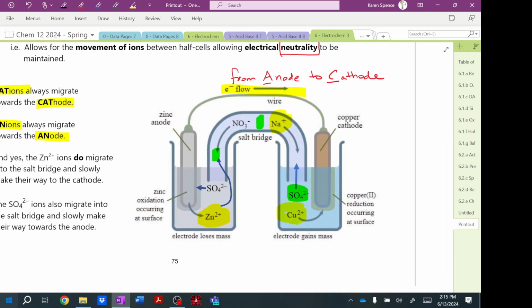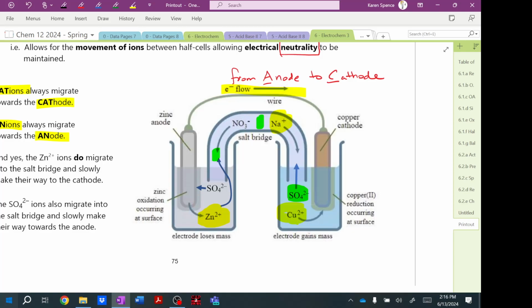And you know what the nice thing is? If you know any one of these things, you can figure out all the rest, right? If you know electrons flow from anode to cathode, you can ask, well, where did those electrons come from? They came from the anode, which means the anode must be losing electrons, which means oxidation must be happening there, right? And they moved from the anode to the cathode. Oh, the cathode must be gaining electrons, so that must be where reduction takes place.